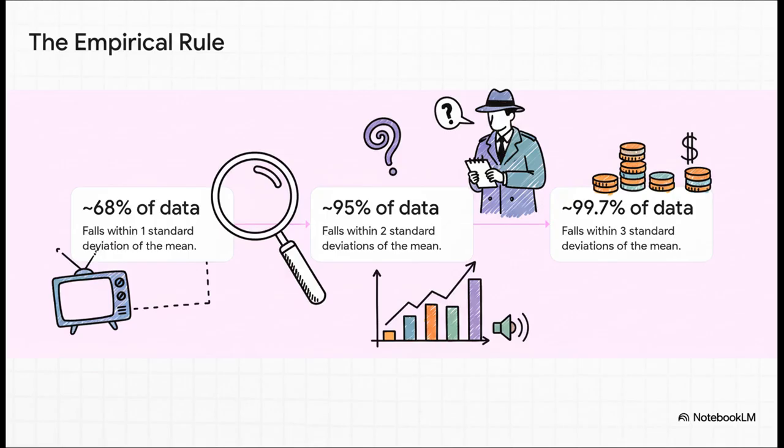It's a fantastic rule of thumb that tells us pretty much how our data is spread out. About 68% of all our data points will fall within one standard deviation of the mean. About 95% will be within 2, and almost everything, 99.7%, will fall within 3.